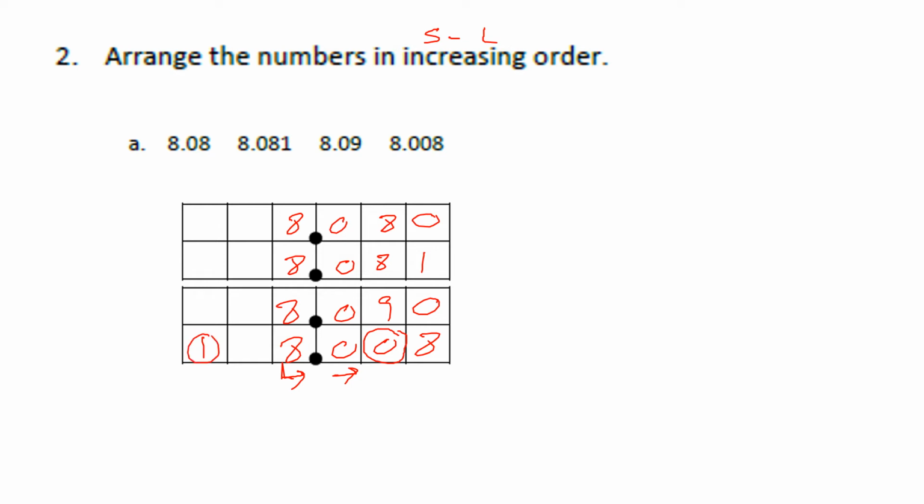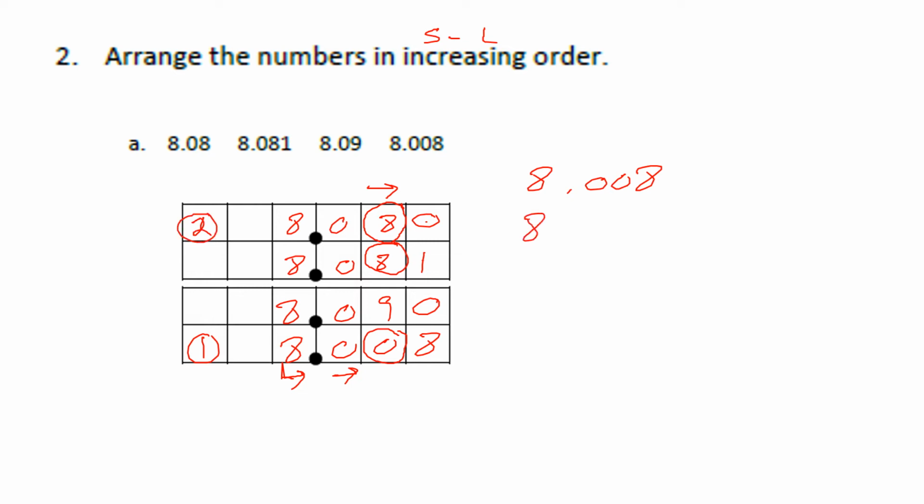So we can go ahead and say that we know that 8.008 is our number 1. Now we're in the same block, we can see our 8s right here are the next two smallest ones in this place center. But we have to go to the next place value to verify it. And the 0 is smaller than the 1. So this would be our number 2.